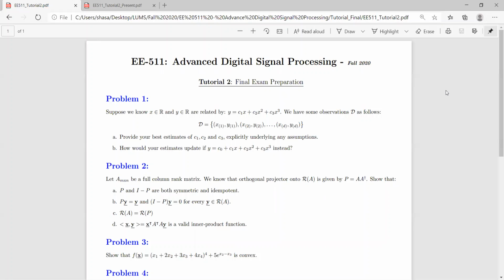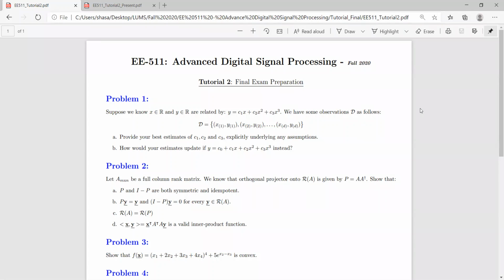So first of all, our first question is that we have an output y and input x, and both of them are scalars, and they are related by this equation: y is equal to c1x plus c2x square plus c3x cube, which is the standard equation of polynomial regression up to degree 3. And additionally, we have some training data with these x, y pairs, and we want to provide the best estimates of what these coefficients, or weights in the terminology we may be more familiar with, are.